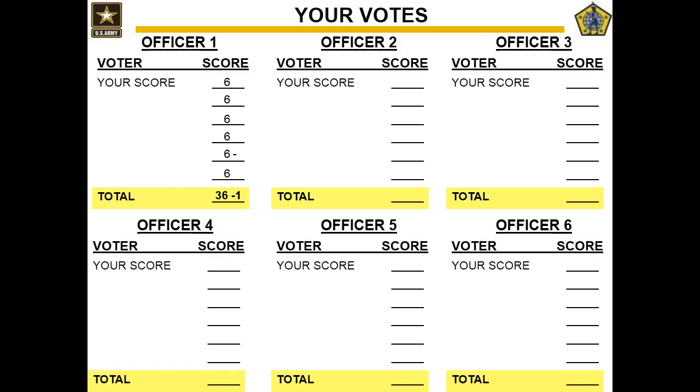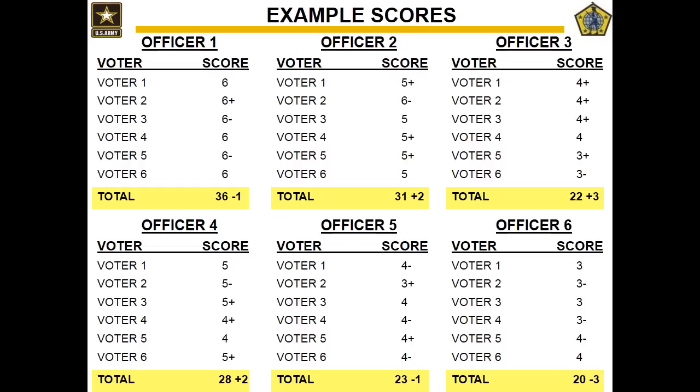Once you've added up the scores for all the officers and everyone voting, list the scores in OML order and you can see the results. When you're ready, resume the video to see an example score sheet. This is an example score sheet. Please remember, there are no wrong answers. As long as you were consistent and voted each officer's file without prejudice or partiality, your score is right.